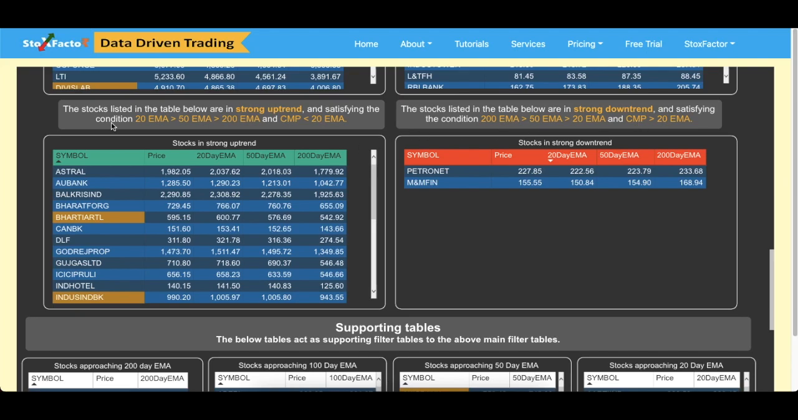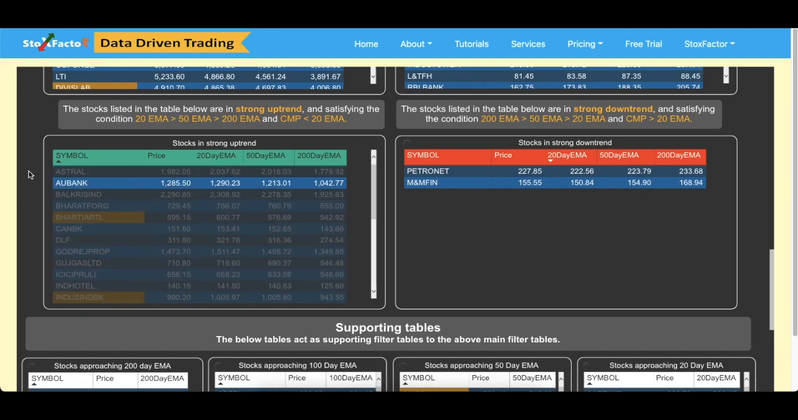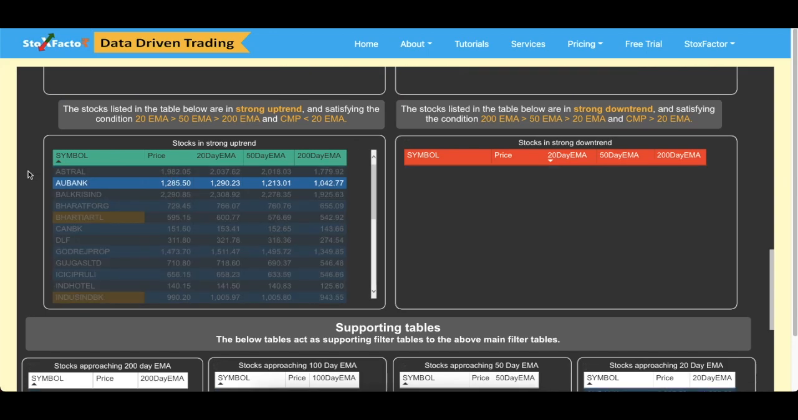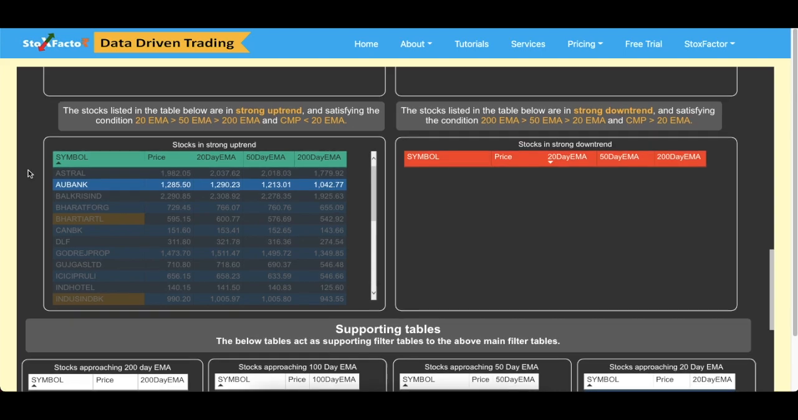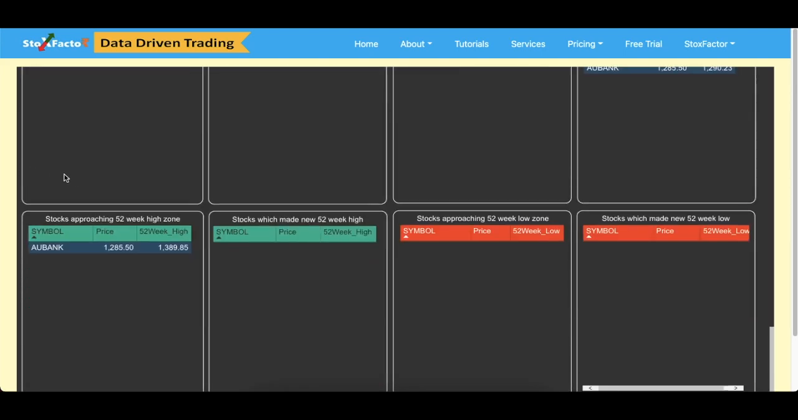So now coming to the point of how we can identify which moving averages these particular stocks are near to. Though we have shown the moving averages, if you click on any particular stock, the whole page will be filtered for that particular stock, all the tables, and quickly you can see in which table it is lying. So these are the supporting tables which we have added at the bottom.